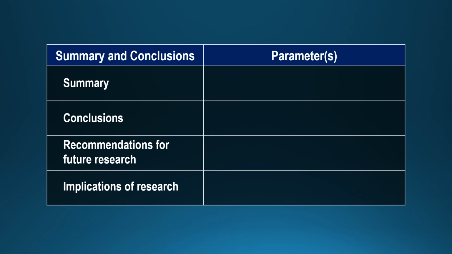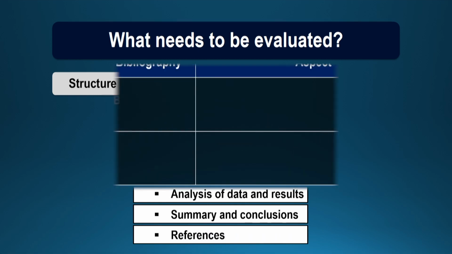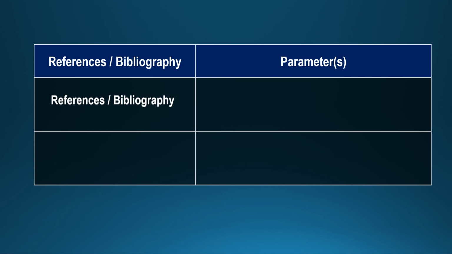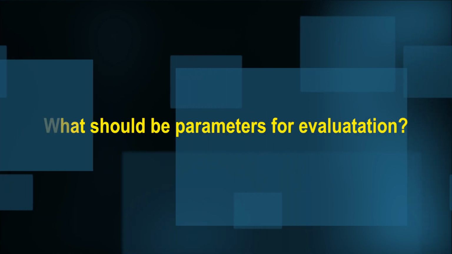The last part of the research report includes the references or the bibliography, which tries to include a list of the sources of information which have been accessed by the researcher, either studied or included in the part of the research report. So while you evaluate the research report, each part of the research report needs to be evaluated.